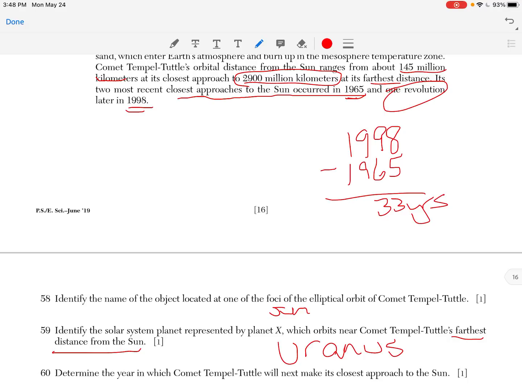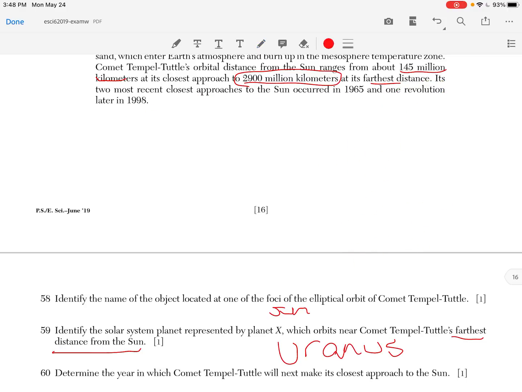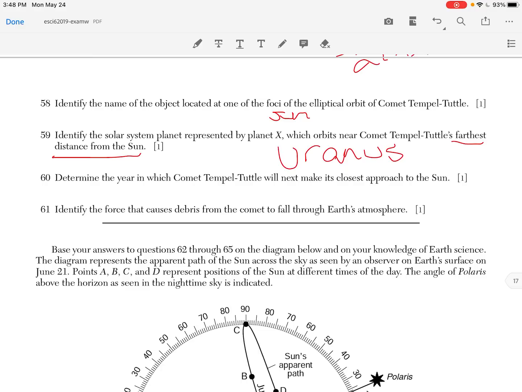Now, the next time it's going to come close to us would be 33 years after 1998. So we're just going to add 33 to 1998 to get our answer. And if you do the math, 1998 plus 33 years gives you the year 2031. So the answer to this question is 2031, so it's about 10 years from now.